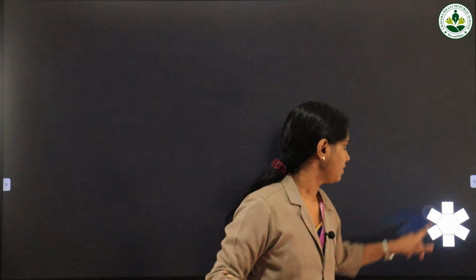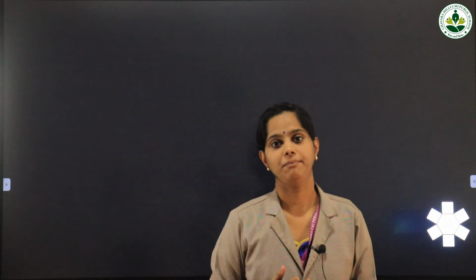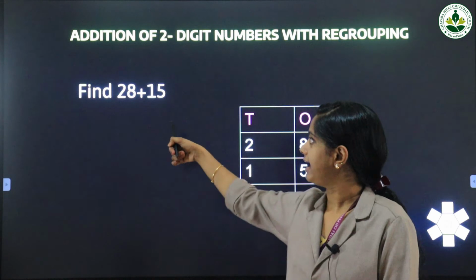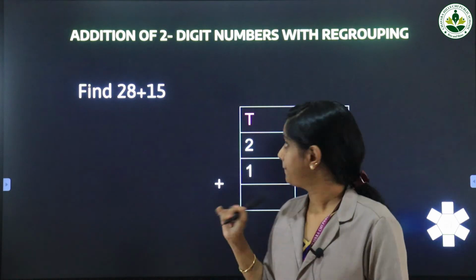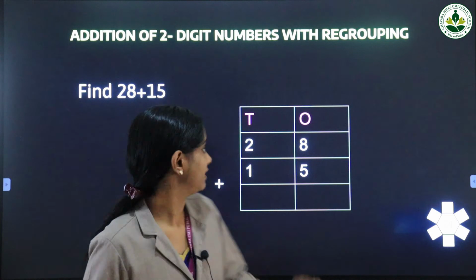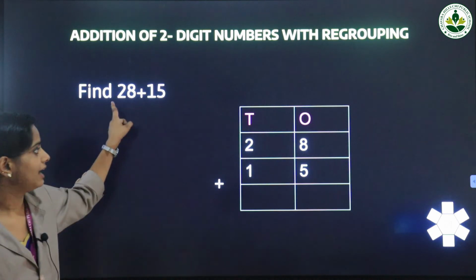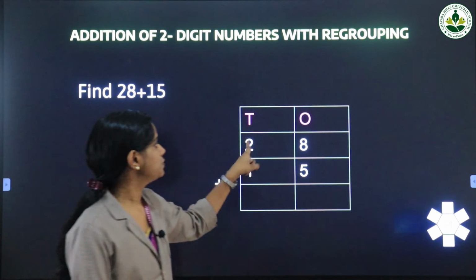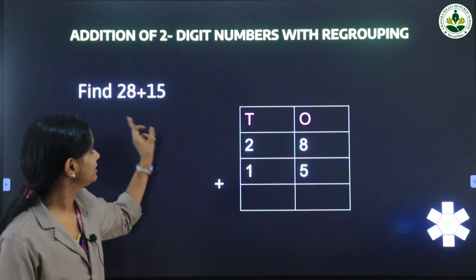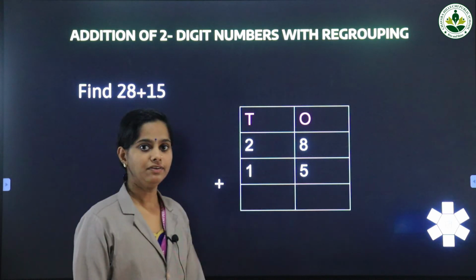Okay. Today we are going to learn about addition of two-digit numbers with regrouping. Our first question: find 28 plus 15. We know that the number 28 has how many tens and how many ones? 2 tens and 8 ones. And the number 15 has 1 ten and 5 ones.